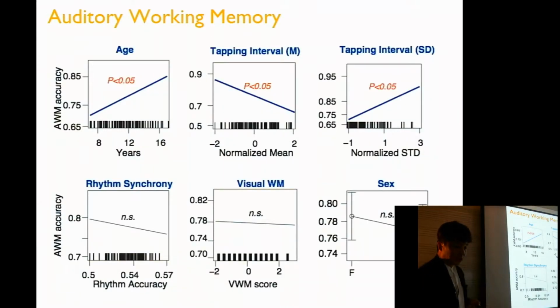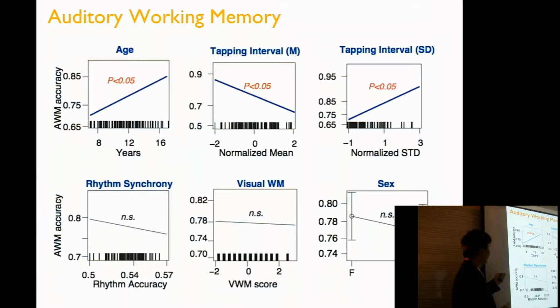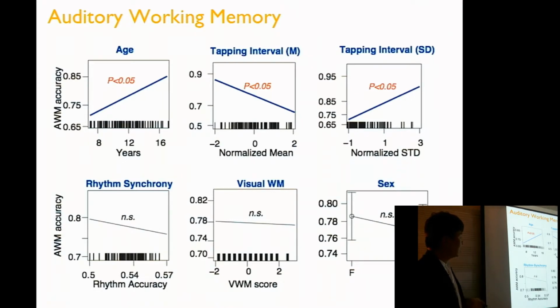And this is the result of some plots from the logistic linear mixed effect modeling. On the top left corner, we have the main effect of age. On the x-axis, we have age in years, and on the y-axis is auditory working memory accuracy, and throughout, all the y-axes are the same. Not surprisingly, kids who are older outperform younger kids, so there's a significant main effect of age. And in the middle here, this is the core key finding we had.